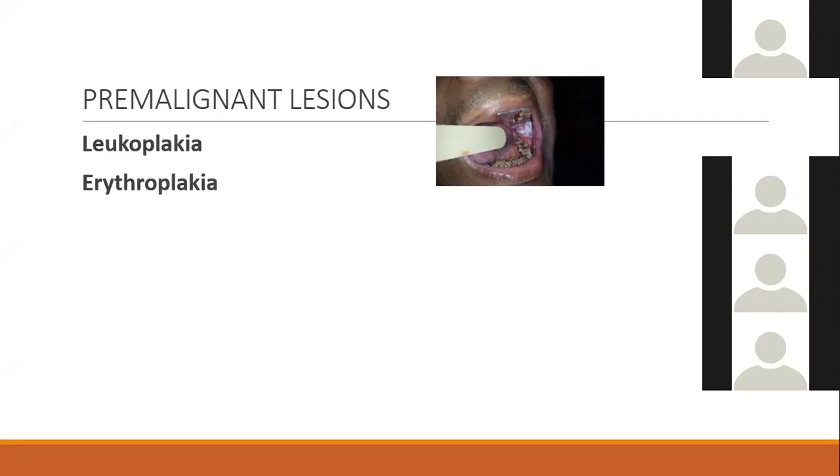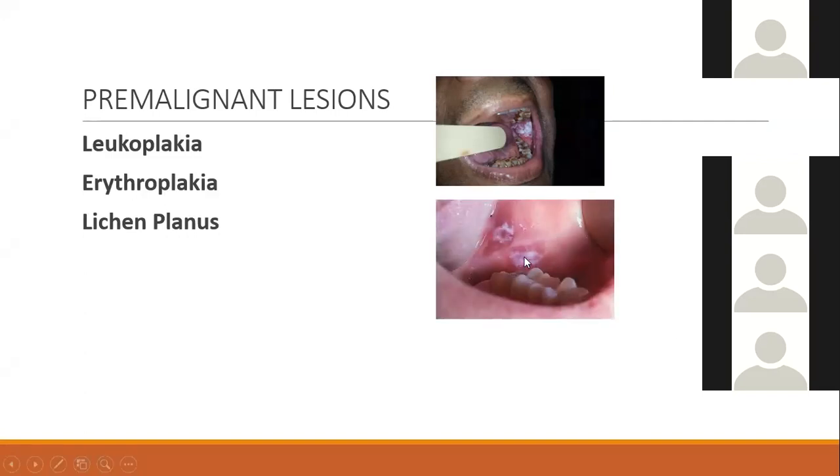Another is erythroplakia. The chances of malignancy in erythroplakia are more than leukoplakia. Both are sinister, but if you compare the two, erythroplakia is the more sinister pre-malignant factor. Next is lichen planus. It appears like a grayish-white area in the cheek, surrounded by a little bit of hyperemia. It is not as white as the leukoplakia. This is lichen planus.